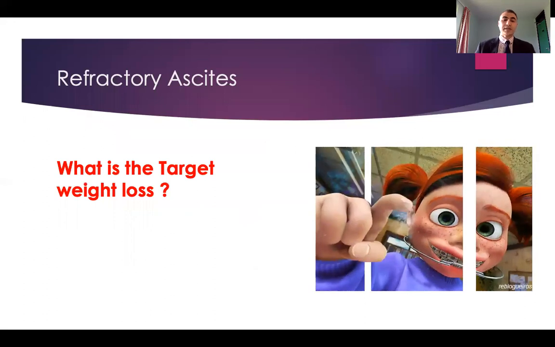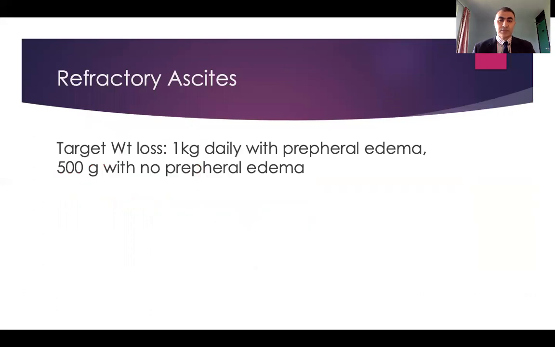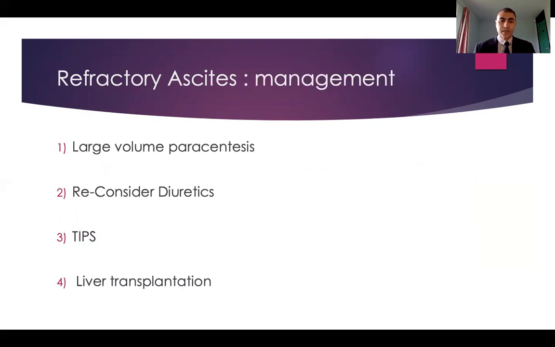The question now is, what is the target for weight loss? If the patient has ascites and lower limb edema, our target should be 1 kilo daily. If there is no lower limb edema, then 500 grams daily. Don't go beyond that, otherwise the patient might develop complications.